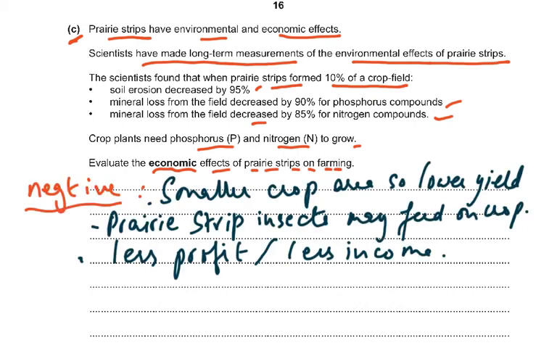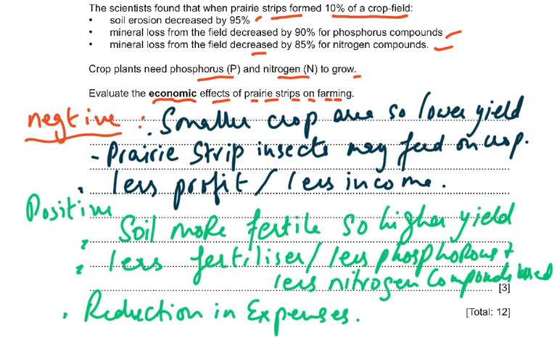So the negative impacts would be, of course, that if the prairie strips occupied areas, there would be less area available, so smaller crop area, so lower yield. And then another negative point was that prairie strip insects may feed on these crops. Of course, this would result in less profit or less income. You have to read the question very carefully. Mineral loss from the field decreased by 90% for phosphorus and 85% for nitrogen compounds.